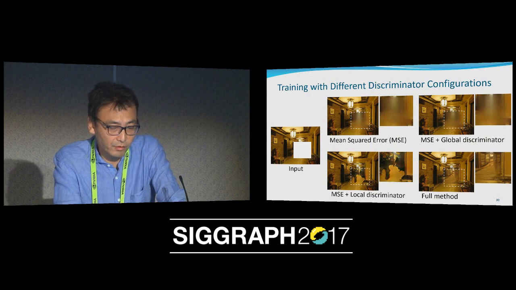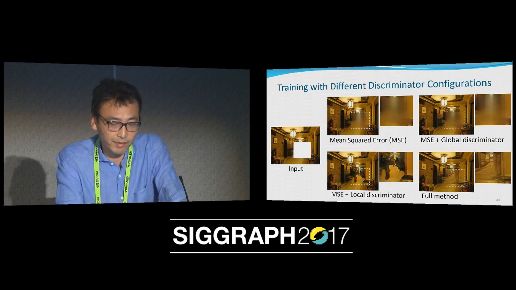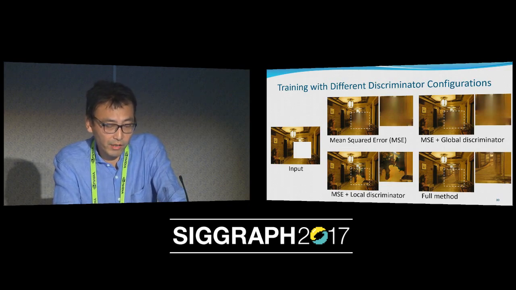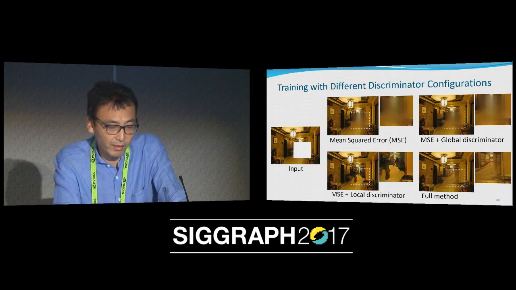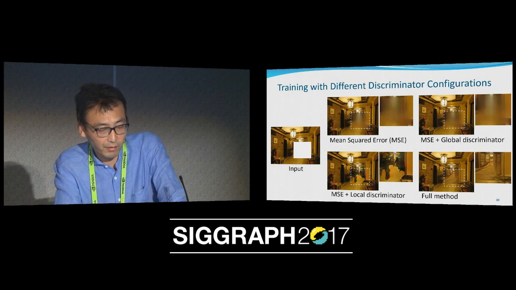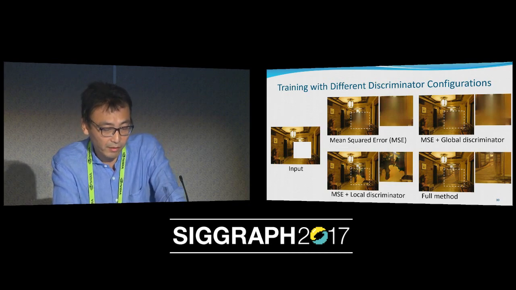This is a comparison of training with different discriminator configurations. If we only use the MSE loss without any discriminators, it always blurs. And the result with the MSE with only the global discriminator is pretty similar.